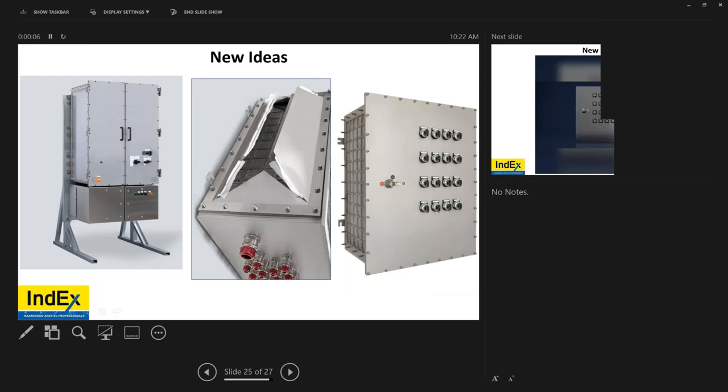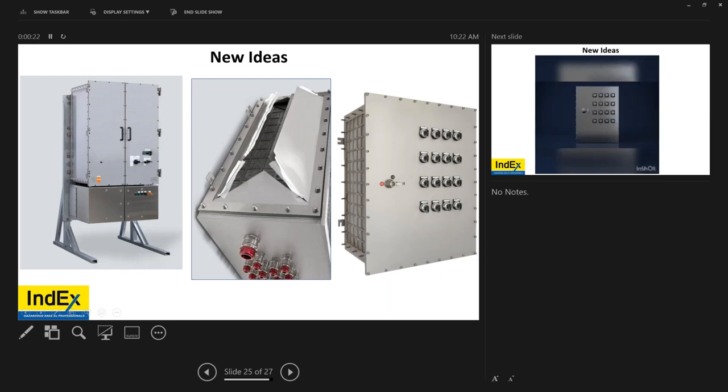The enclosure has a certificate. The ATEX certificate would be with them. The IECEx certificate would be on the IECEx website, and their instructions would be on Stahl's own website or the likes of Bartec or something like that. Can we use uncertified components in EXD?